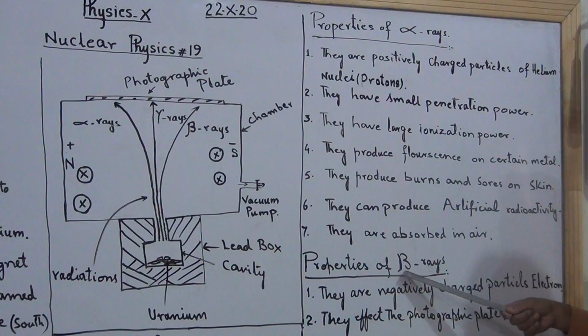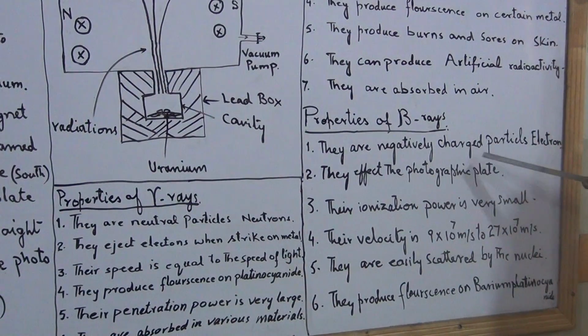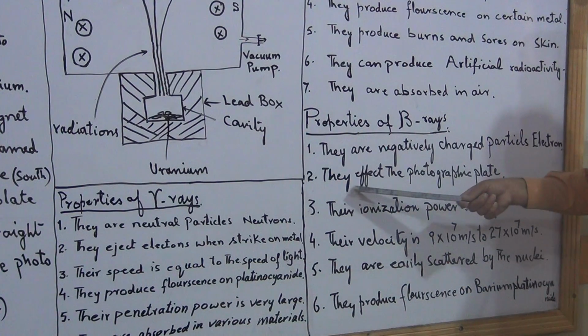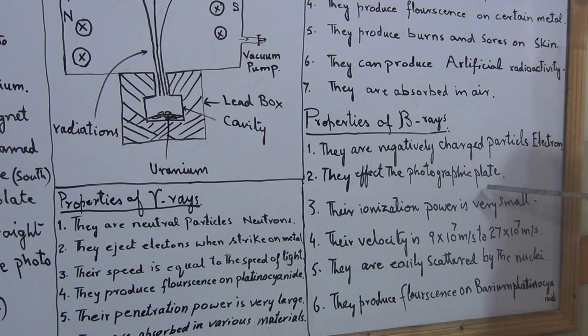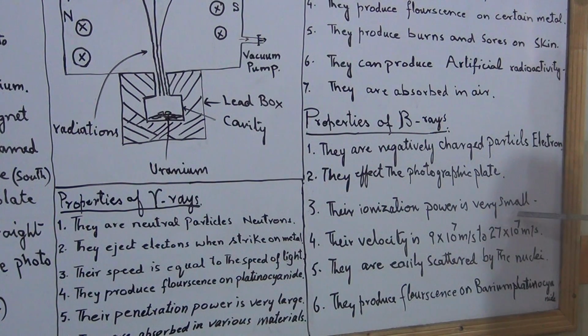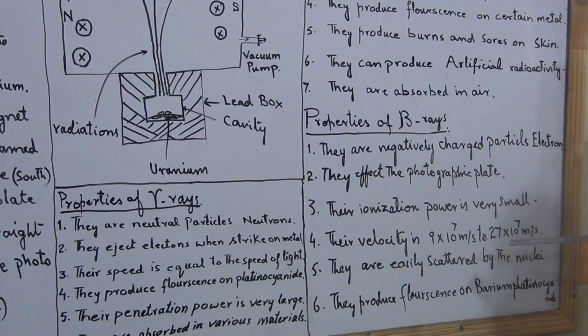Next, beta rays. Properties of beta rays: Number one, they are negatively charged particles, meaning electrons, meaning they consist of electrons. Number two, they affect the photographic plate. Number three, their ionization power is very small. Number four, their velocity is 9 into 10 raised to 7 meters per second to 27 into 10 raised to 7 meters per second.